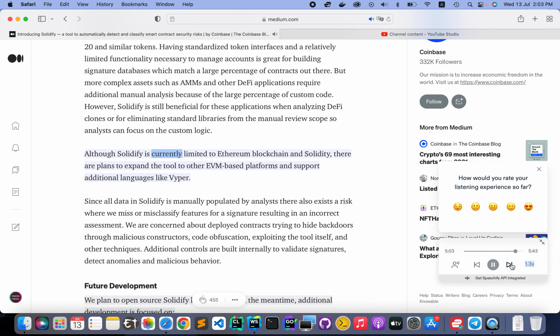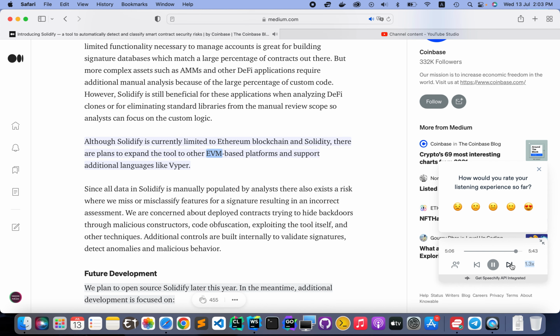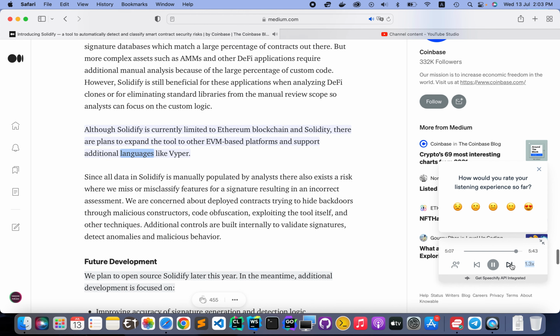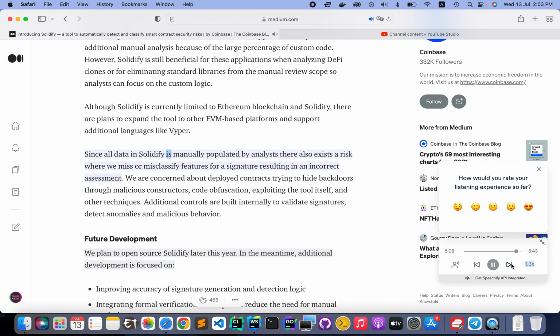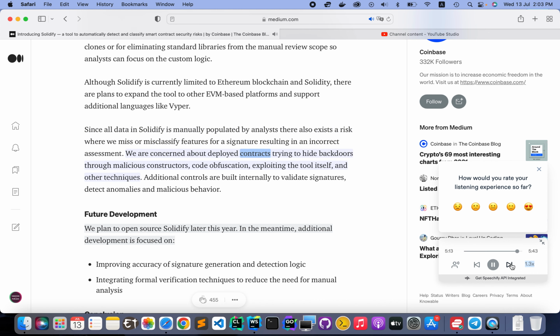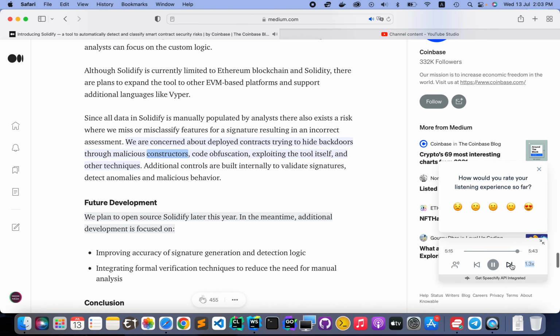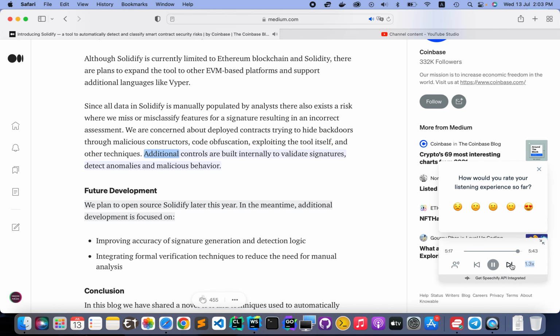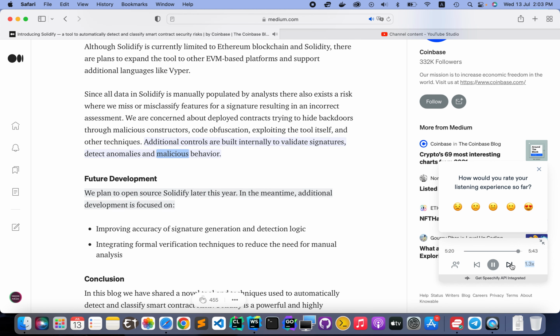Although Solidify is currently limited to the Ethereum blockchain and Solidity, there are plans to expand the tool to other EVM-based platforms and support additional languages like Vyper. Since all data in Solidify is manually populated by analysts, there also exists a risk where we miss or misclassify features for a signature, resulting in an incorrect assessment. We are concerned about deployed contracts trying to hide backdoors through malicious constructors, code obfuscation, exploiting the tool itself, and other techniques. Additional controls are built internally to validate signatures, detect anomalies, and malicious behavior.